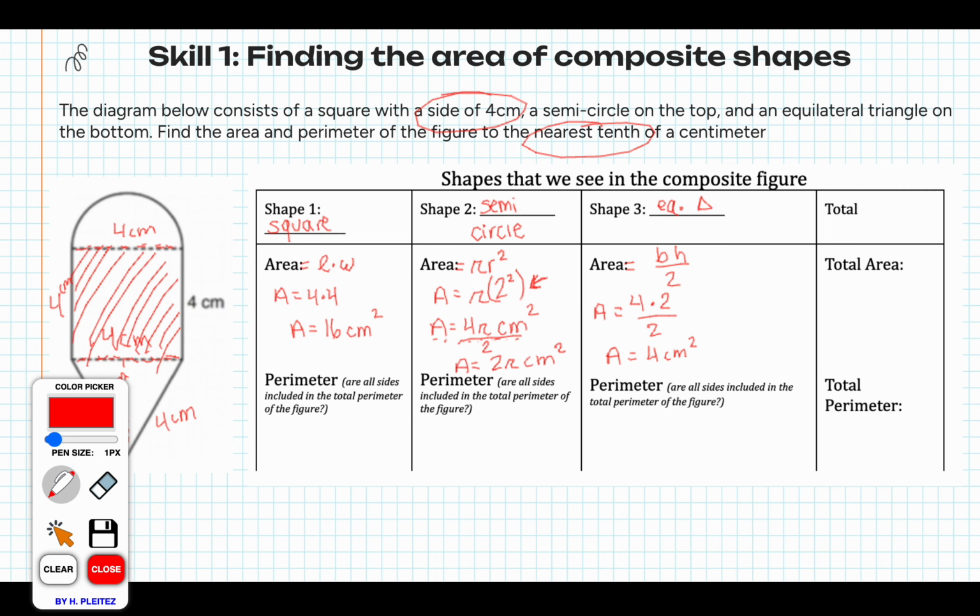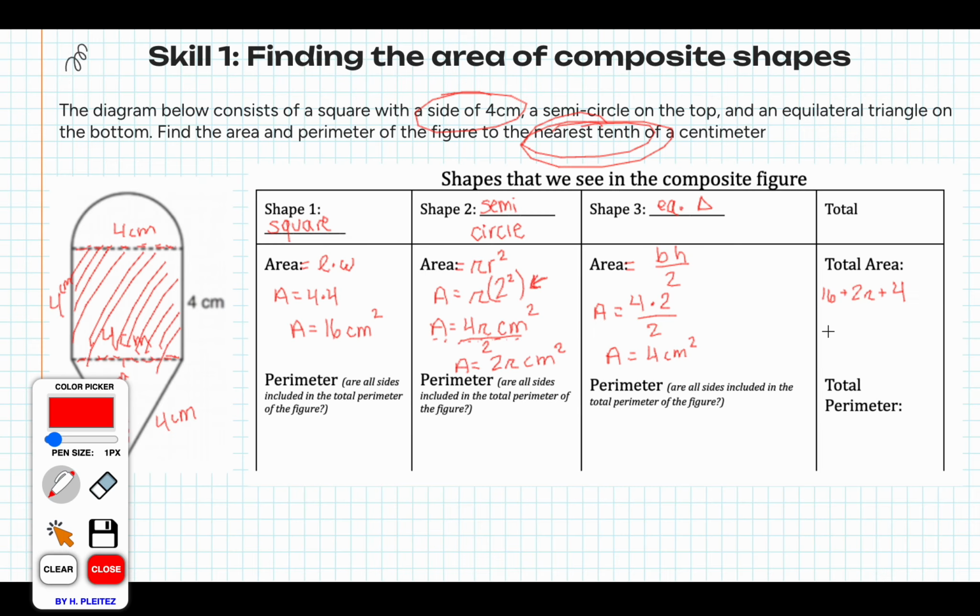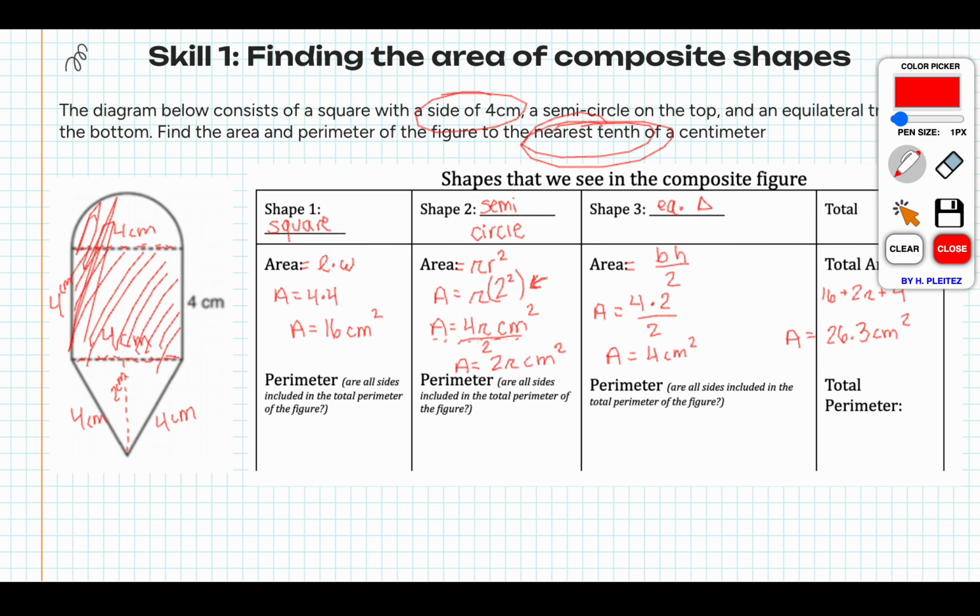So for total area, we're just going to add all of these up. So we get 16 plus 2 pi plus 4. And since it's telling us to round to the nearest tenth, we can go ahead and just plug all of this into our calculator. 16 plus 2 times pi plus 4, and that gives us 26.3. And that's going to be centimeters squared. So the total area of the entire composite figure is 26.3 centimeters squared.